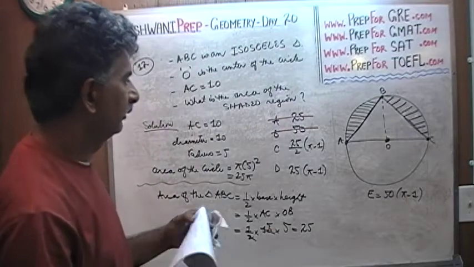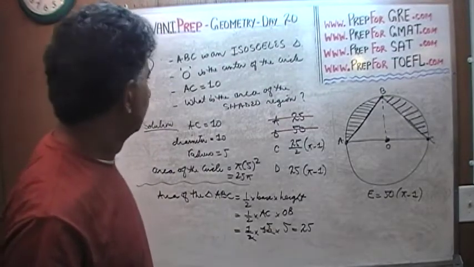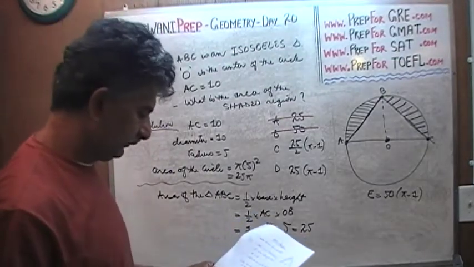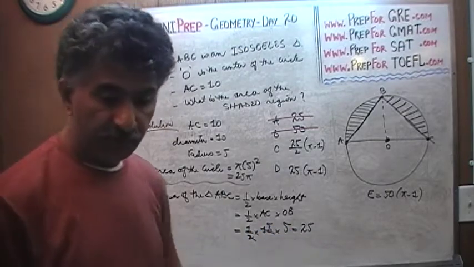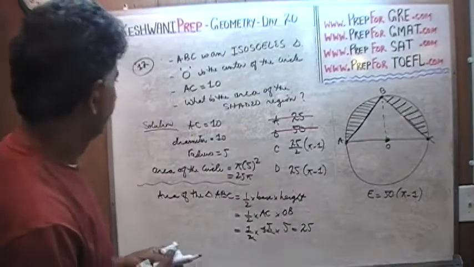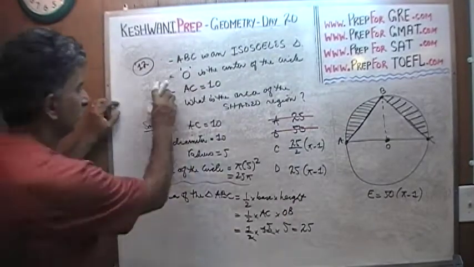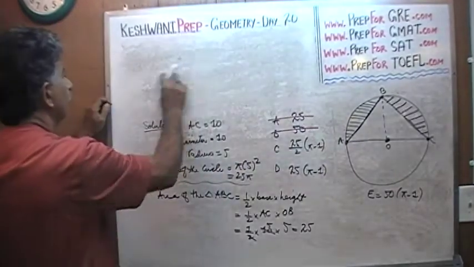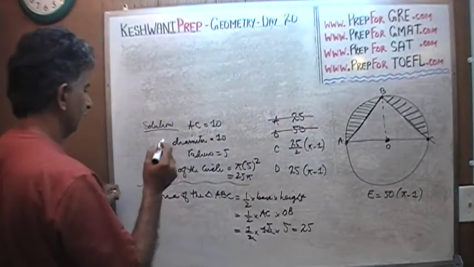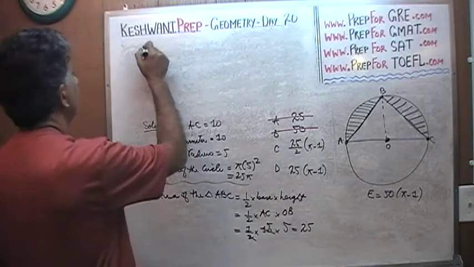What do we do next? I am rapidly running out of room here. Now we have to figure out the area of half the circle. I'm going to erase the top part, I need the room. So the area of the circle is right here, 25 pi.